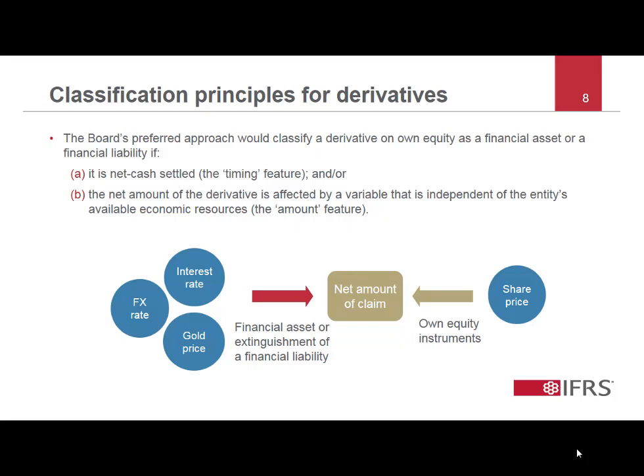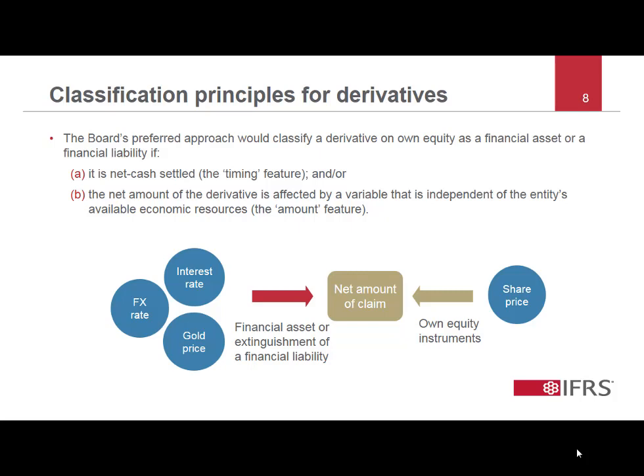Let's consider these two tests one at a time. Assessment of the timing feature is most straightforward. That is, if an on-equity derivative is net settled in cash, the derivative would be classified as a derivative financial asset or liability. That is because there is an obligation to pay or a right to receive cash. In other cases, if an on-equity derivative is not net settled in cash, the entity would need to assess the amount feature to determine its classification.